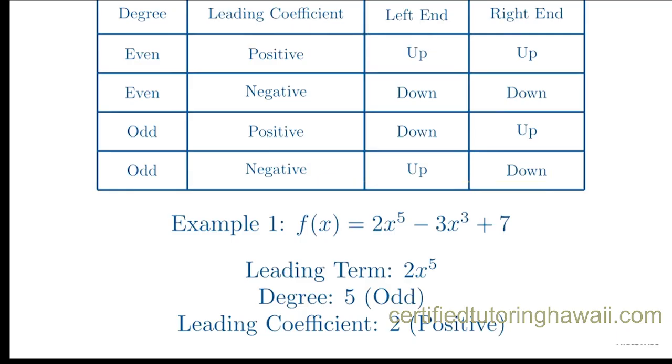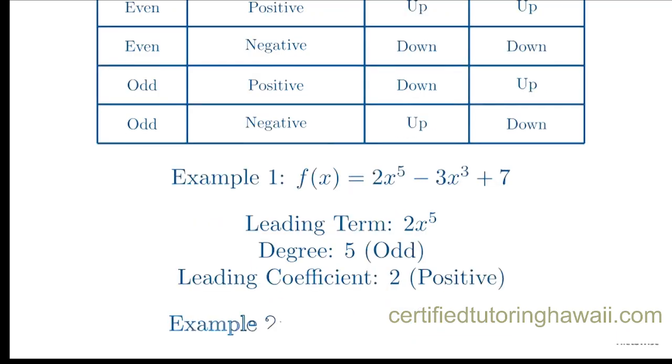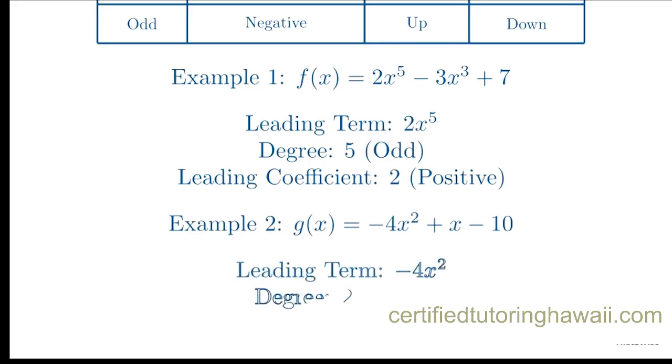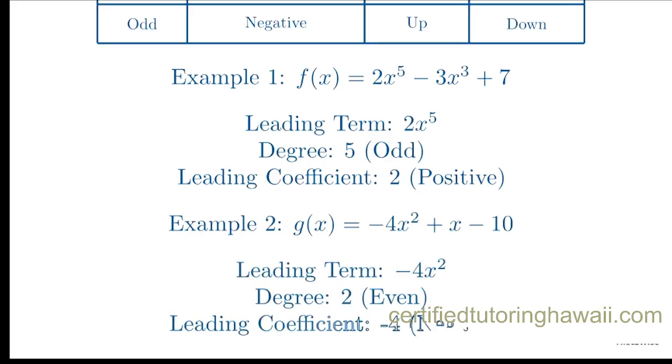Let's try another one. Example 2. g of x equals negative 4x squared plus x minus 10. The leading term here is negative 4x squared. The degree is 2, which is even, and the leading coefficient is negative 4, which is negative. Consulting our table, the row for an even degree and a negative coefficient tells us both ends go down.